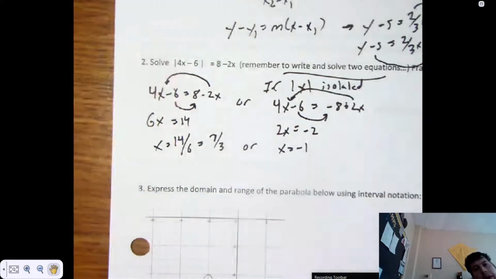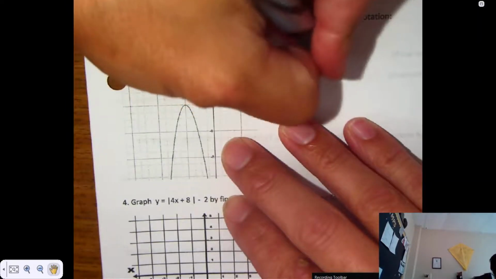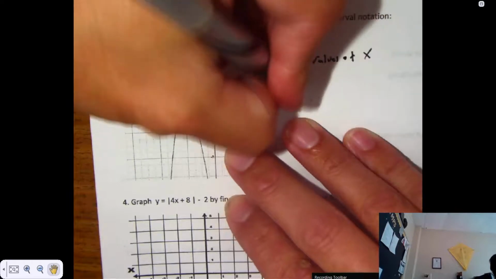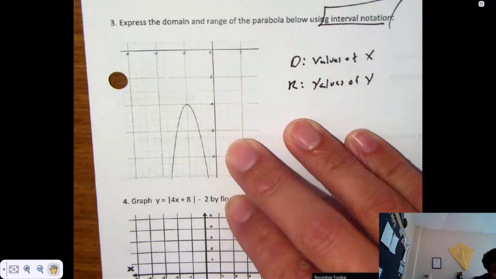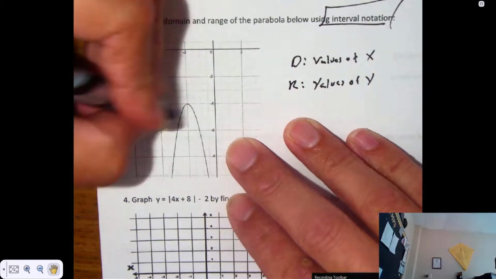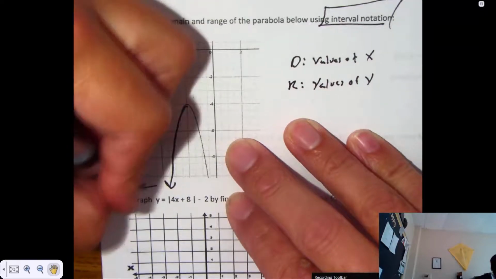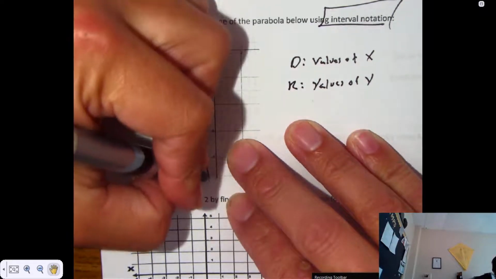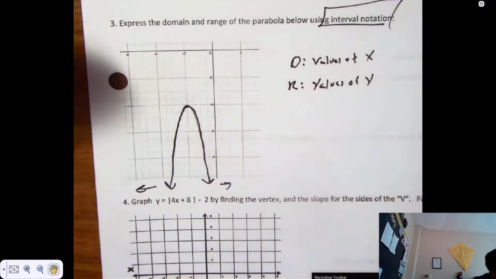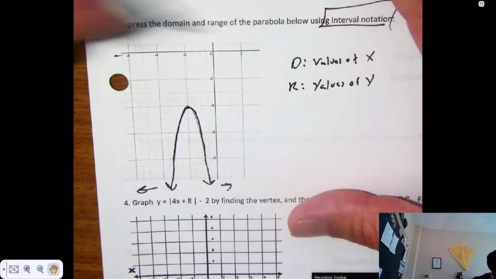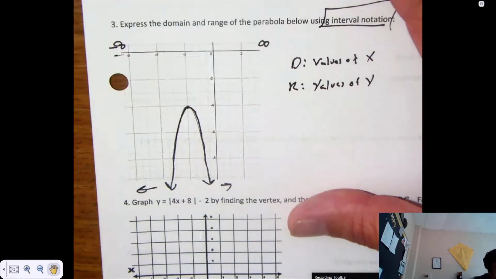Here is domain and range. You got to remember that your domain is your values of x. Your range is your values of y. And we are using interval notation. Now this graph will continue its entire life moving to the left. And it will continue its entire life moving to the right. Well, that means it's all x numbers. Think about the x-axis. It covers up the entire x-axis. It's going to go all the way to -infinity, and it's going to go all the way to infinity.